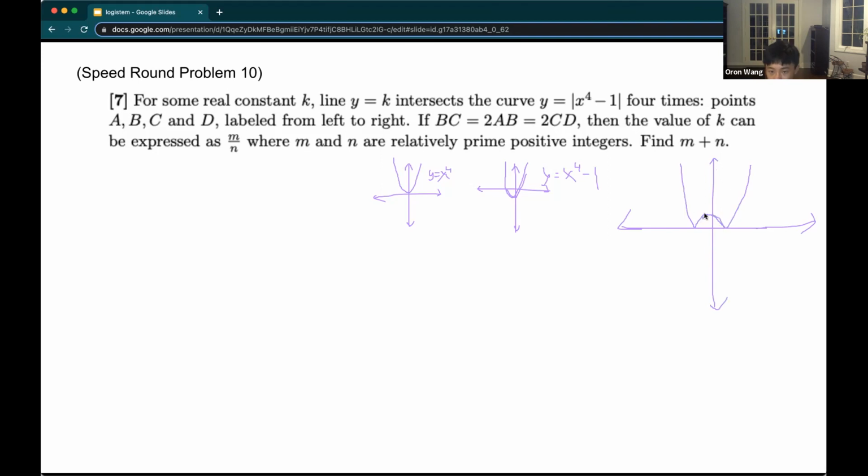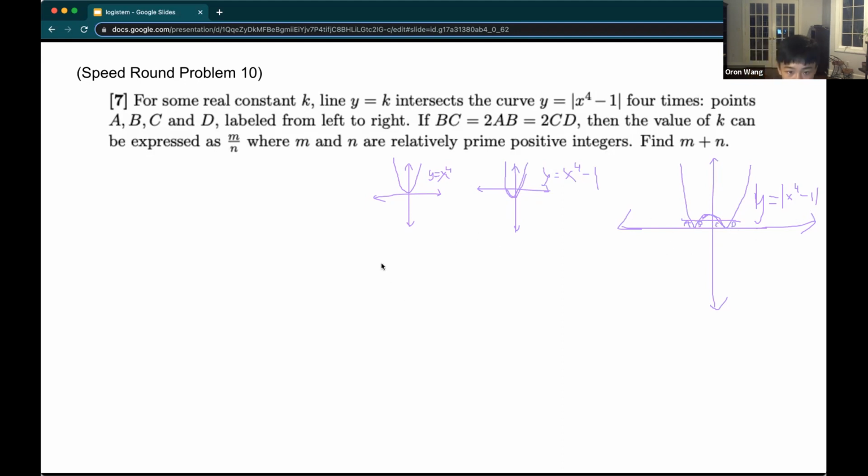If you're wondering what the absolute value means when graphing, it just means take all the parts that are negative, that are below the x-axis, and reflect them over. So this is the graph of y equals absolute value of x to the fourth minus 1. And now the problem asks for a line that intersects this at 4 points, A, B, C, and D.